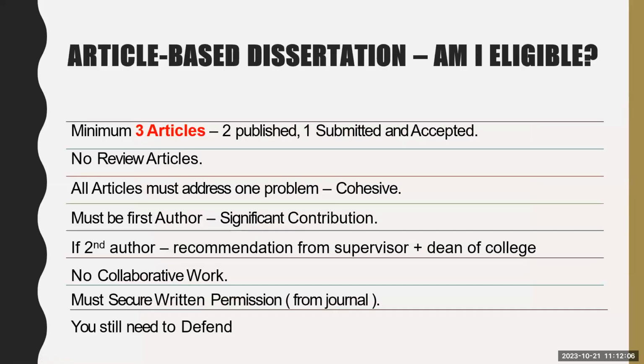Let me talk about the article-based dissertation. In order to be eligible to start writing your dissertation as article-based, you need a minimum of 3 articles. Two of them must already be published in a journal, and 1 of them can be a manuscript which is submitted and accepted by the journal, but it's okay if it's not published yet.